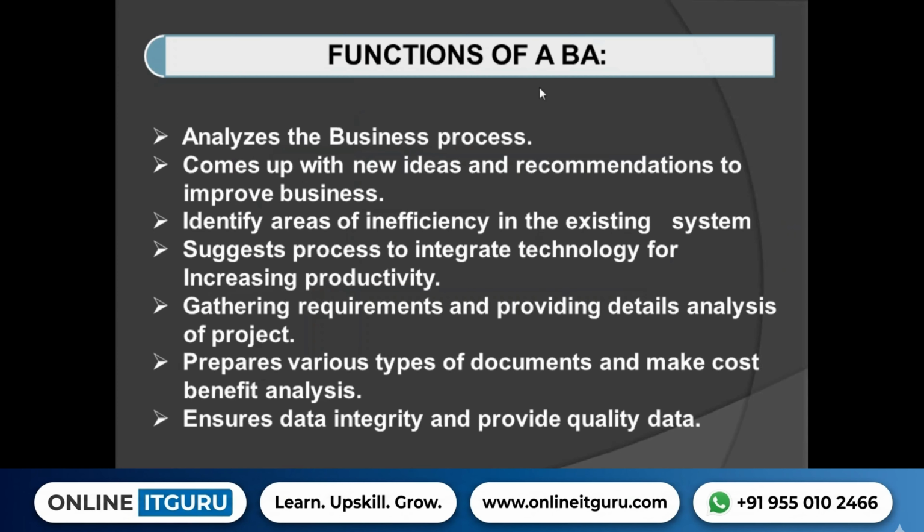So these are the functions of a BA. Broadly, there are 7 functions. First one is analyzing, second one is recommendations, third one is identifying the areas of inefficiency, fourth one is suggesting processes to improve the technology, fifth one is gathering requirements, sixth one is preparing various types of documents, and seventh one is data integrity. Okay. First one is analyzing the business process.